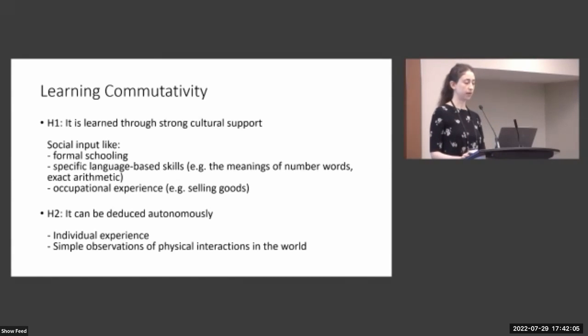So under one hypothesis, commutativity is learned through strong cultural social supports. So for instance, social input relevant to math, like formal schooling, specific language-based skills, like knowing the meanings of the number words and exact arithmetic, and also occupational experience. So for instance, experience selling goods in the marketplace. Alternatively, commutativity might be deduced autonomously, more independently through individual experience, observing quantities and their combinations in the world.